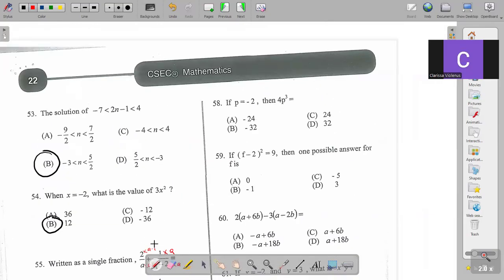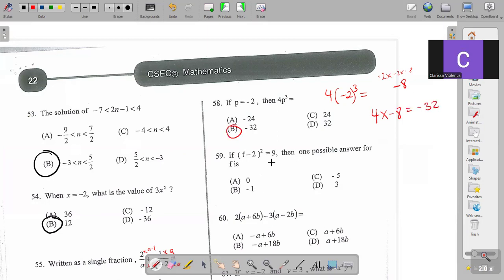Right, same thing here, substitution, p is negative 2. So 4 times negative 2 to the third power. You know you have to do the powers first. So that's negative 2 times negative 2 times negative 2. So a negative and a negative is a positive, and times a negative is a negative. So your answer is going to be negative. 2 times 2 is 4, 4 times 2 is 8. So it's almost like saying 4 times negative 8, which is negative 32.